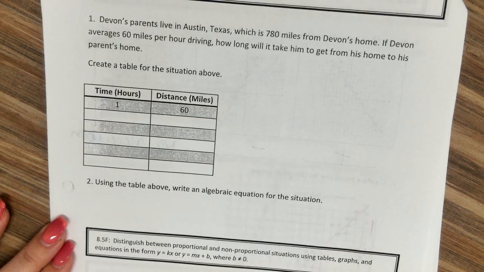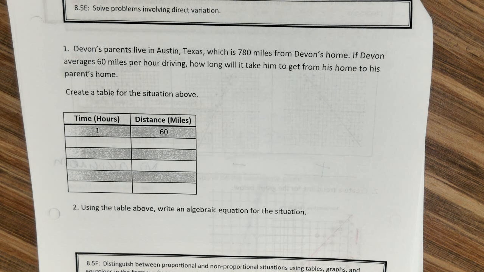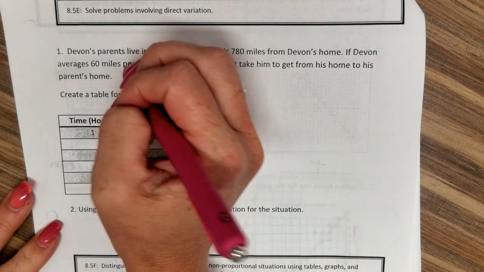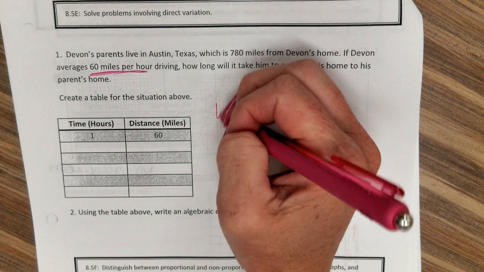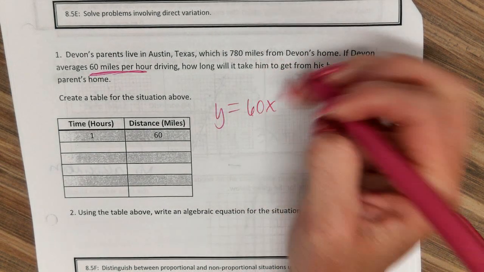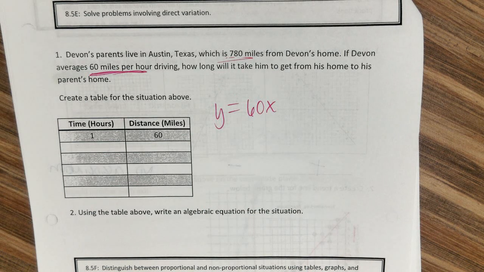Okay, turn the page. It says, Devin's parents live in Austin, Texas, which is 780 miles from Devin's home. If Devin averages 60 miles per hour, did y'all hear that? How long would it take him to get from his home to his parents' house? Could I write an equation out of this? 60 miles per hour. How would you write that? Y equals 60x. We don't want the 780 in our equation. It's just proportional. That's just how far away they live.